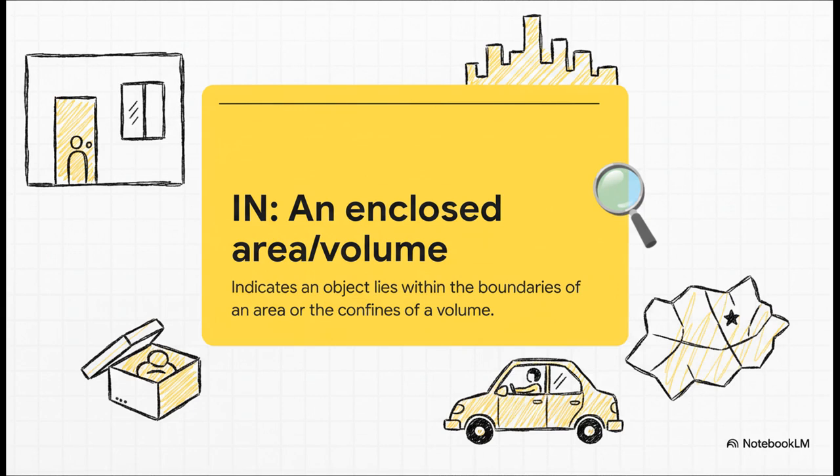And finally, in. In is for any enclosed space, basically anything with boundaries. You're in a room, you're in a box, you're in a car. And this works for bigger areas too, like in a city or in a country. The rule of thumb is, if it surrounds you, you're probably in it.